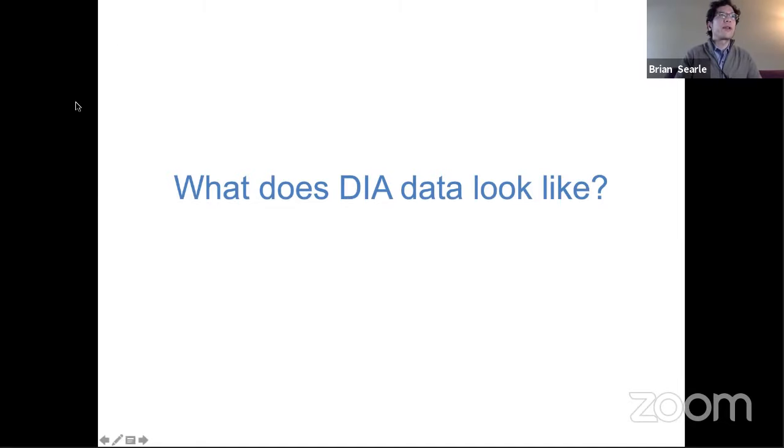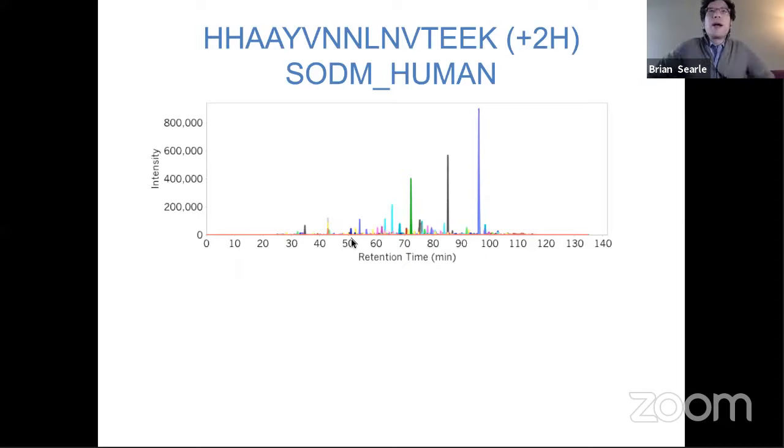So before we actually start to get into how to acquire DIA data, let's just talk about what it even looks like to begin with. For example, this is a particular peptide from the protein superoxide dismutase that I was interested in studying in human cells, and this is in a HeLa experiment. If I look at all of the extracted fragment ions across all of my retention time, there are a lot of peaks. We see a lot of signal for these different fragment ions that could be generated by this peptide.